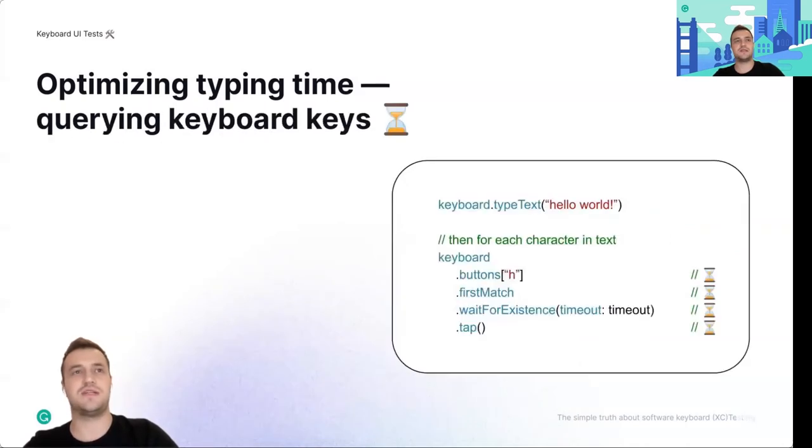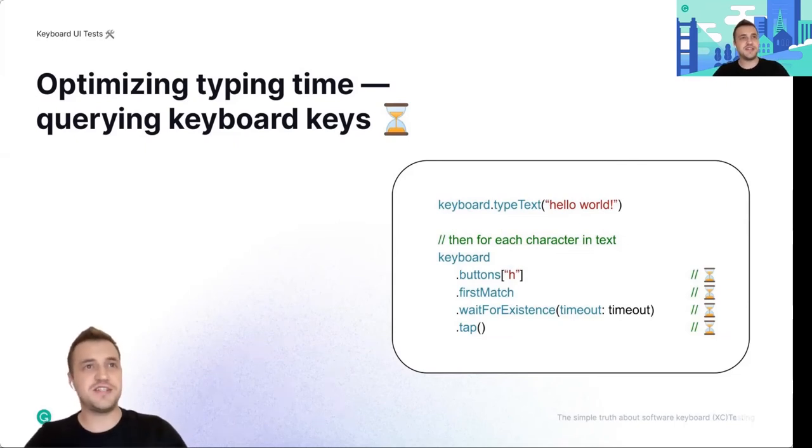The easiest approach is by querying elements. The keyboard itself is a set of buttons, and each button represents some character. So we can tap it and we are done. Schematically, it is shown in the code block. Imagine we need to type, for example, hello world. We iterate over each character, query the corresponding button for that character, take the first match, wait for it to exist, and tap.